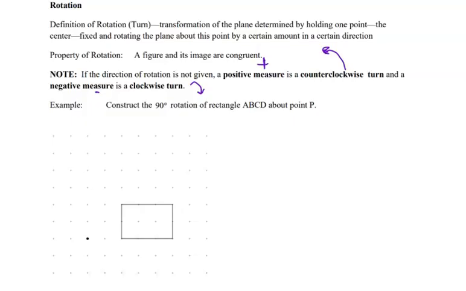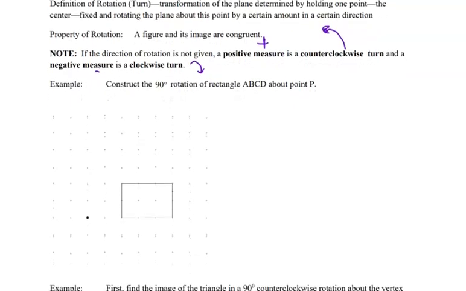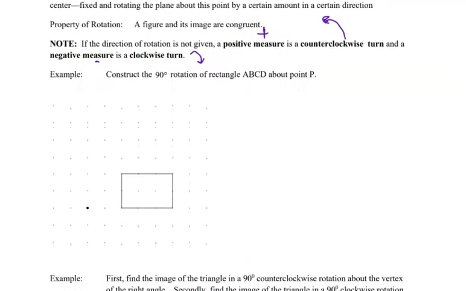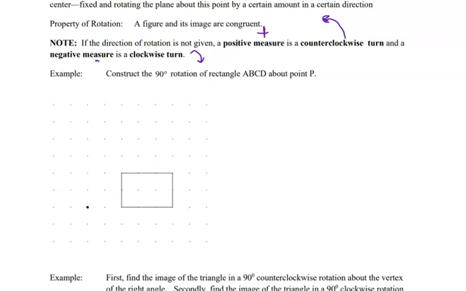Also, a property of rotation: a figure and its image are congruent, just like with the translation, because we're not changing the size, we're just changing the position. We're going to do this some on dot paper, and then we're also going to consider it with coordinates as well. So we're going to construct a 90-degree rotation of this rectangle ABCD around point P. For this problem, this is point P. We can label these points A, B, C, and D, which are the four vertices. And we're rotating positive 90 degrees.